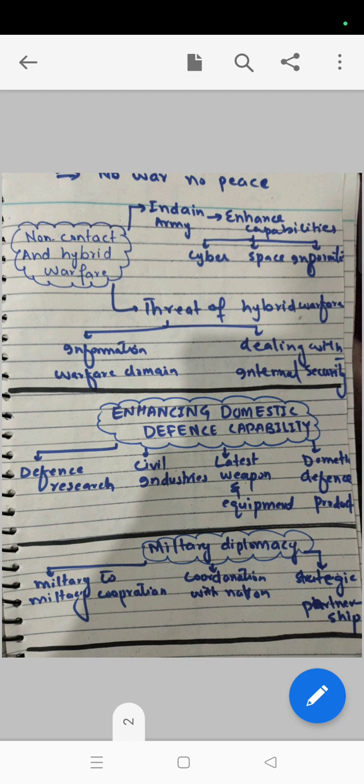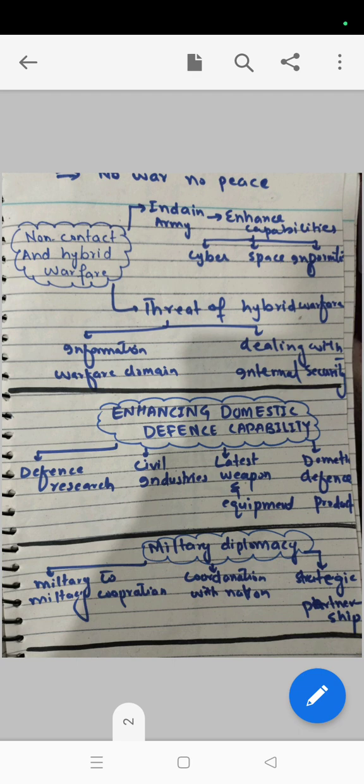Then if we go towards the next part of this doctrine, it is enhancing domestic defense capability. India is also trying to enhance its domestic defense capability, and for this they have defense research, meaning they are researching in defense and creating new tactics and new strategies. They have civil industries, in different forms, performing to have a strong side for the different land warfare. They have the latest weapons and equipment in order to dominate in the land war and on the battleground, and they have domestic defense productivity.